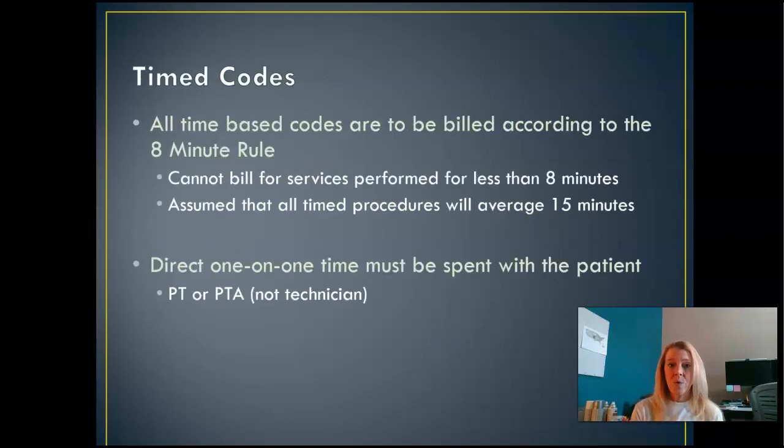Timed codes are billed according to the 8-minute rule, which basically states that you can't bill for anything that isn't performed for at least 8 minutes, and it's assuming that all timed procedures average about 15 minutes per unit. So 15 minutes is about 1 unit, and at least half of that would be 8 minutes. So you need to do at least half of a unit in order to bill for it. Again, this is assumed to be direct one-on-one time spent with the patient, so the PTA or the PT working directly with the patient, not a technician. You cannot bill for time that a tech is working with a patient.